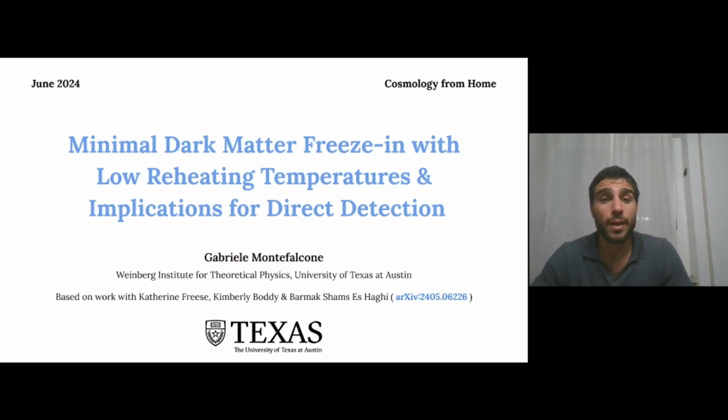Today, I will talk about the freezing dark matter benchmark model for direct detection experiments. Specifically, I will consider a new regime for this benchmark where the initial reheating temperature is below the dark matter mass, and show that in these scenarios the predicted dark matter standard model scattering cross-section is significantly enhanced, making freezing dark matter more accessible to current direct detection experiments than previously understood.